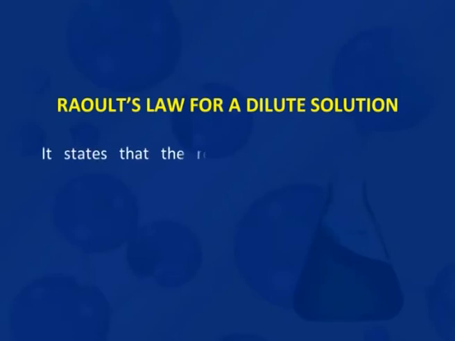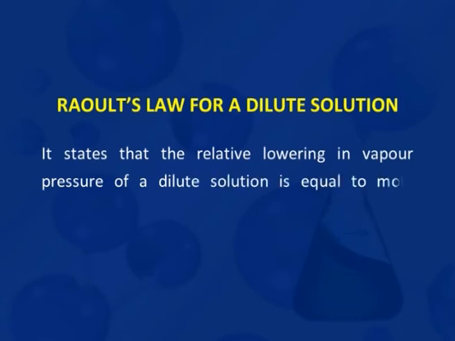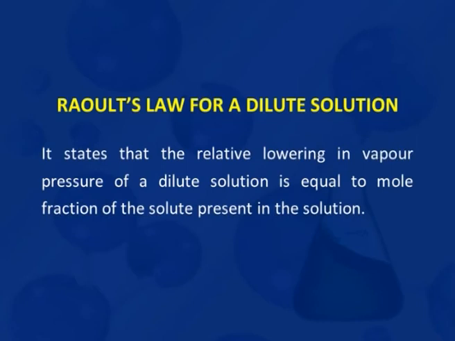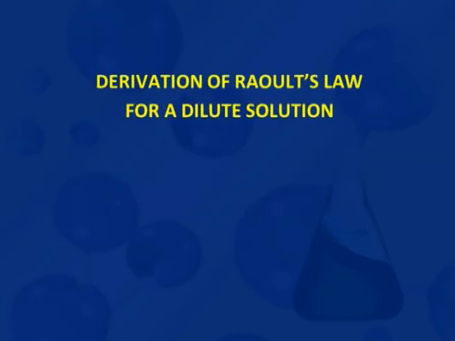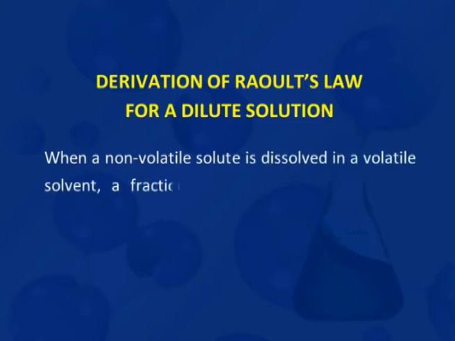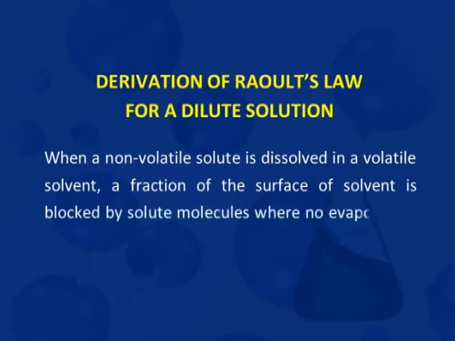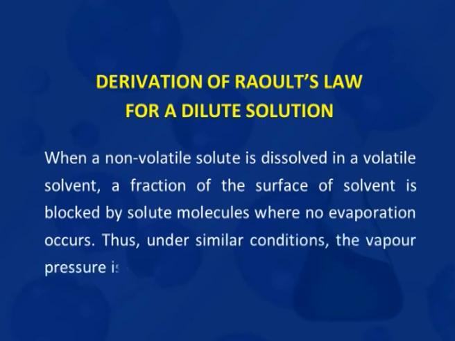Raoult's law states that the relative lowering in vapor pressure of a dilute solution is equal to the mole fraction of the solute present in the solution. Now, we are going to derive a relationship for Raoult's law for dilute solutions. When a non-volatile solute is dissolved in a volatile solvent, a fraction of the surface of the solvent is blocked by solute molecules where no evaporation occurs. Thus, under similar conditions, the vapor pressure is decreased.